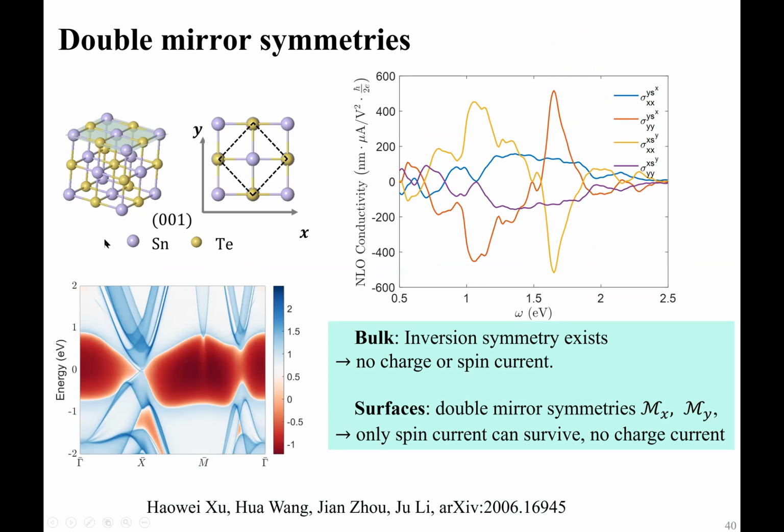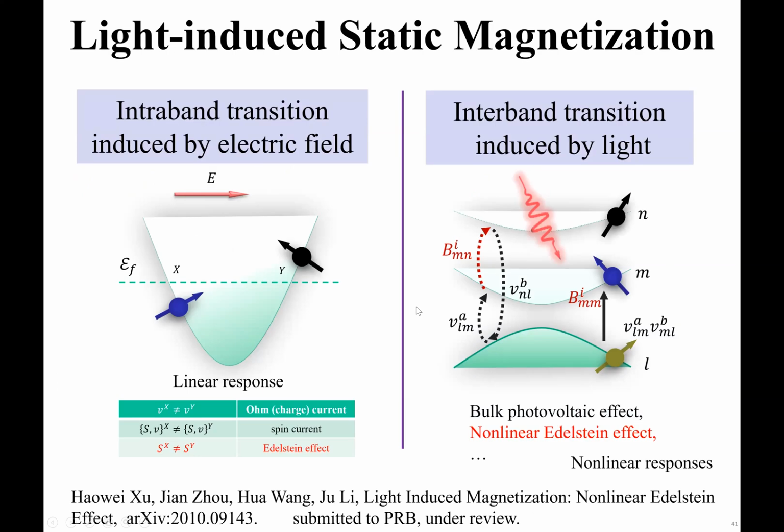And then in a bulk three-dimensional material with inversion symmetry, inside you're not going to have either spin or charge current because you have inversion symmetry, but the surface would break the inversion symmetry. However, there can still be residual double mirror symmetries on the surface in X and Y, and that would eliminate any possibility of a surface charge current. But you can still have a surface spin current, this surface spin photovoltaic effect. So that is a prediction that can be checked later experimentally.